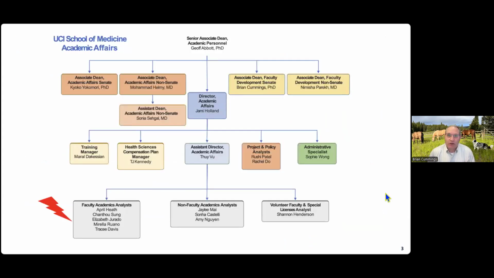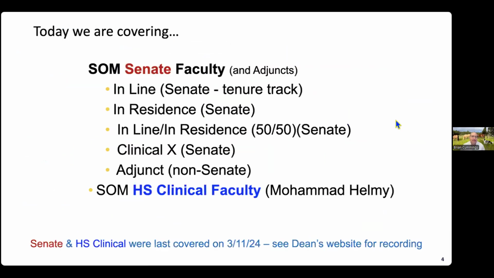So the org chart: the Senior Associate Dean for Academic Personnel that we are all under is Jeff Abbott, and then it flows to Senate and non-Senate, and then there are various analysts who are going to help you with your file review and help your department with file review. Very important that you're actively involved in file review.